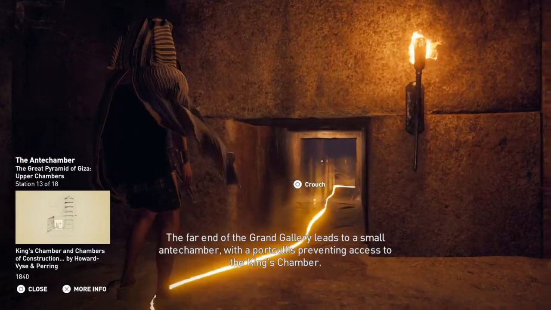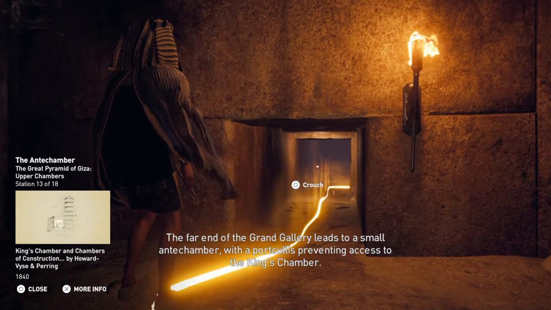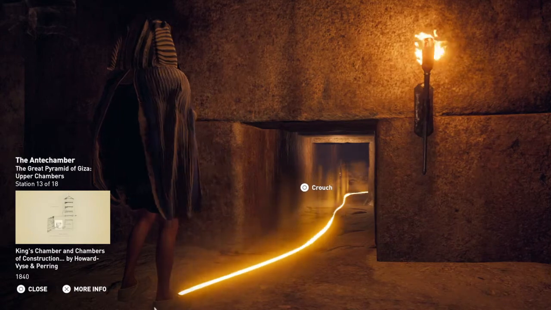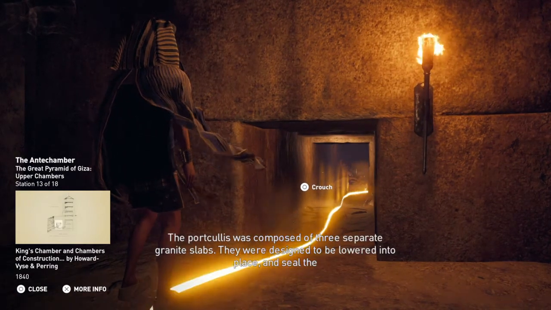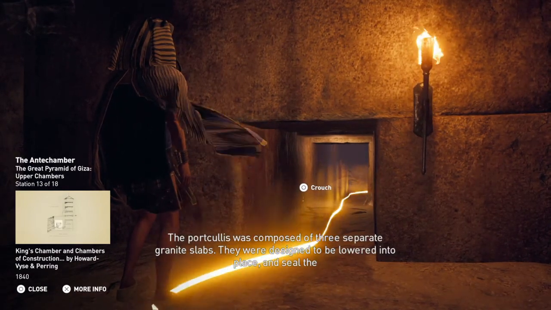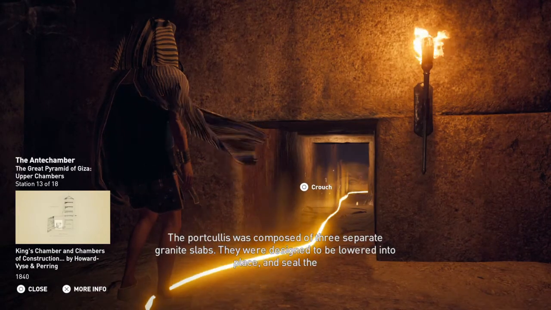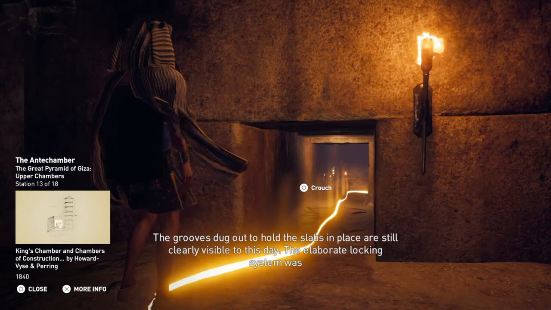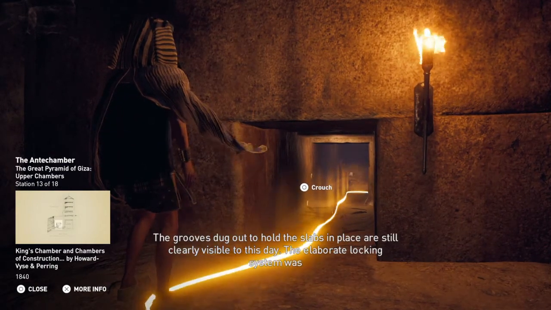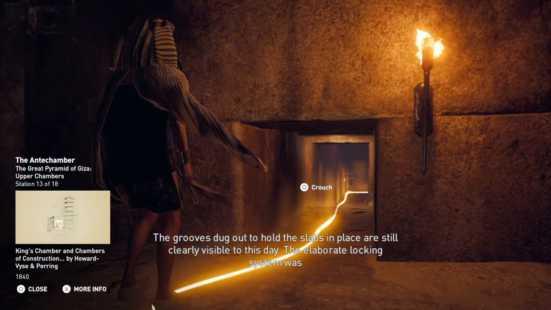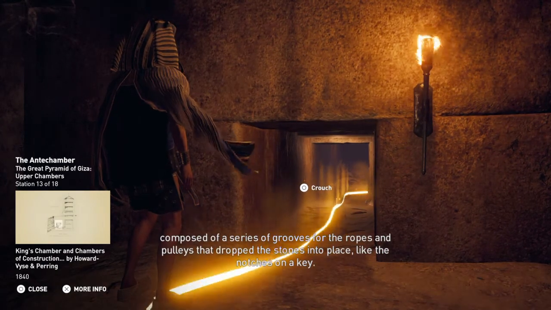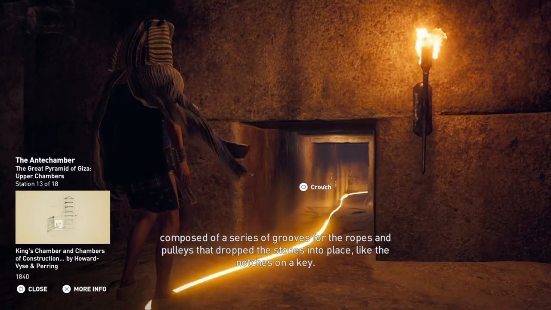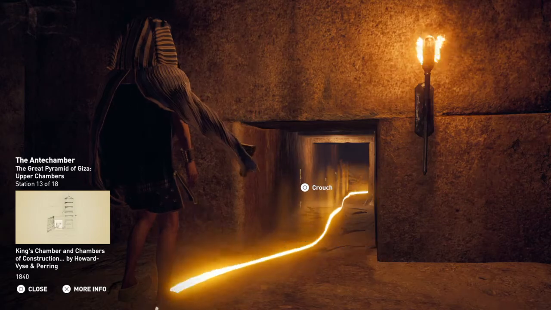The far end of the Grand Gallery leads to a small antechamber with a portcullis, preventing access to the King's Chamber. The portcullis was composed of three separate granite slabs. They were designed to be lowered into place and seal the chamber after the burial of the king. The grooves dug out to hold the slabs in place are still clearly visible to this day. The elaborate locking system was composed of a series of grooves for the ropes and pulleys that drop the stones into place like the notches on a key.